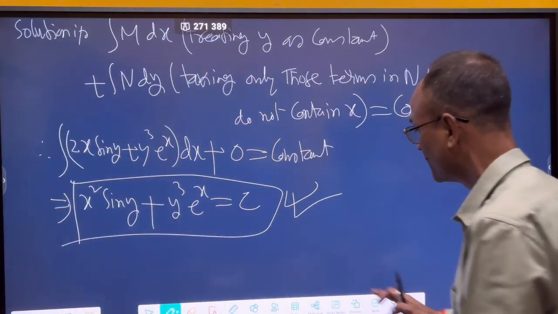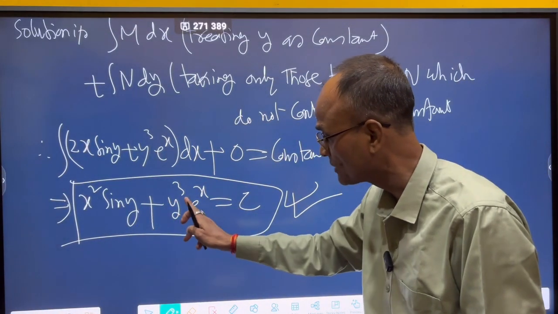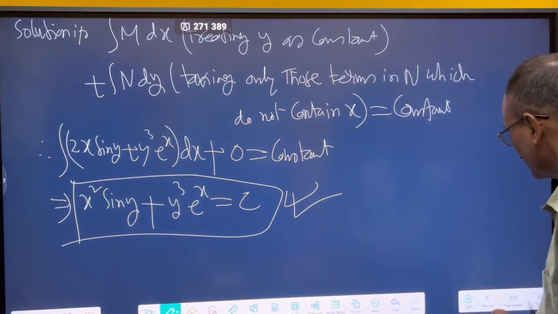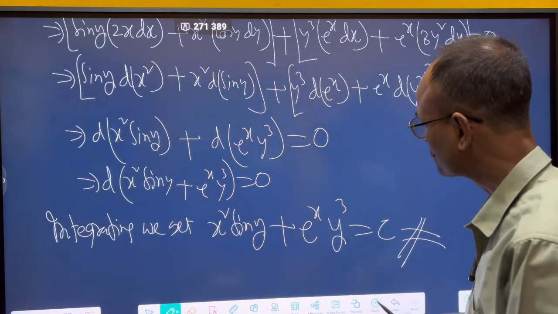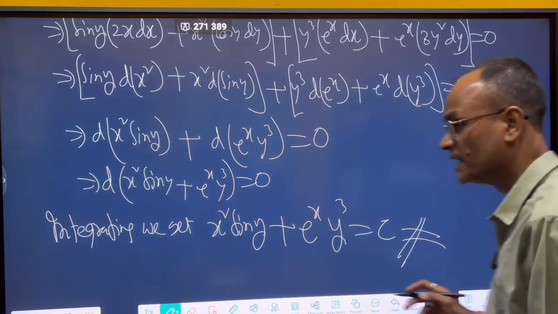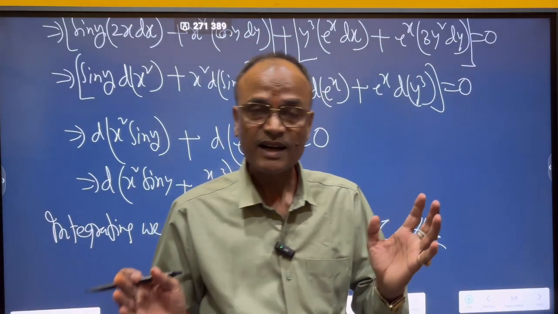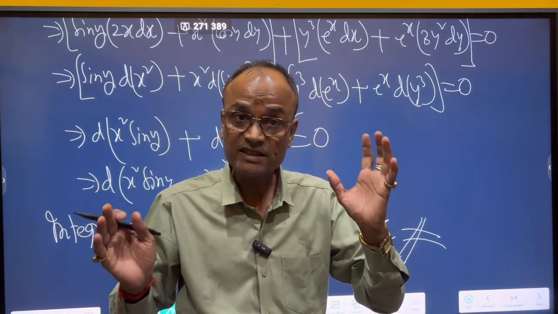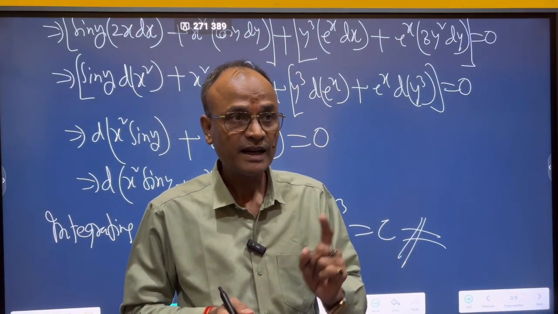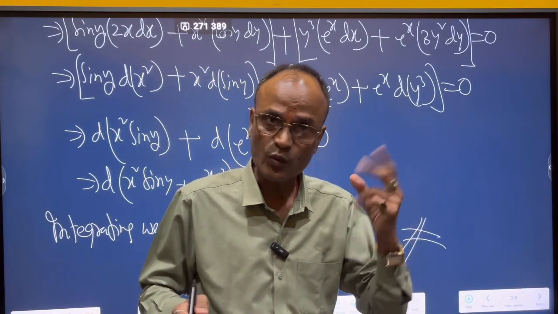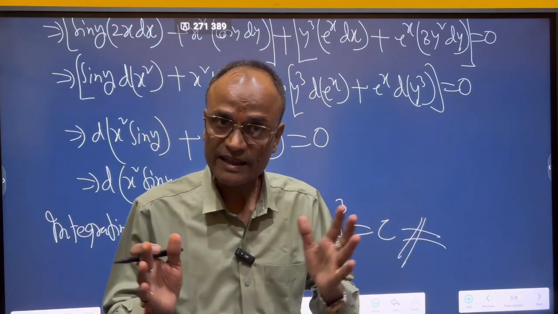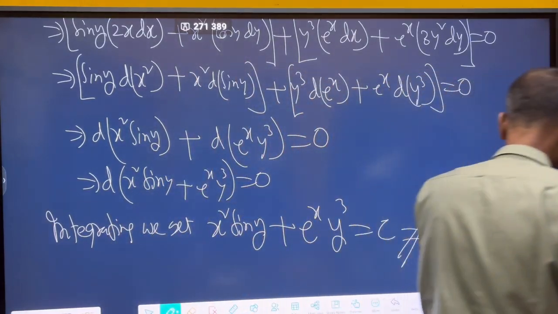Now you see x square sin y plus y cube e to the power x. Here also x square sin y plus e to the power x y cube. Therefore, we have solved this exact differential equation in 3 different ways. Let us try to solve another problem.